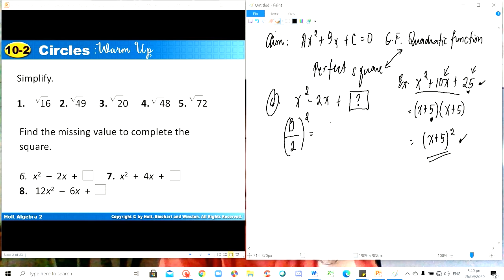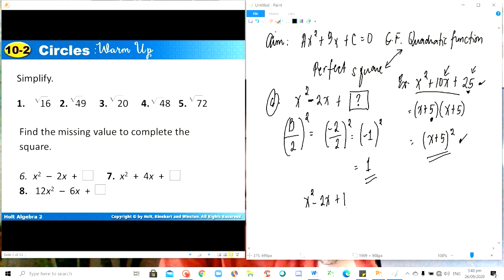Okay, let's see if this works. So what is your b? It's negative 2. Don't forget to affix the negative sign. Divided by 2 and then square it. So what is negative 2 divided by 2? That is negative 1, and then square it. What is the square of negative 1? It's 1. So therefore, this must be added to the equation x squared minus 2x plus 1, so that you get a quadratic function with a perfect square.